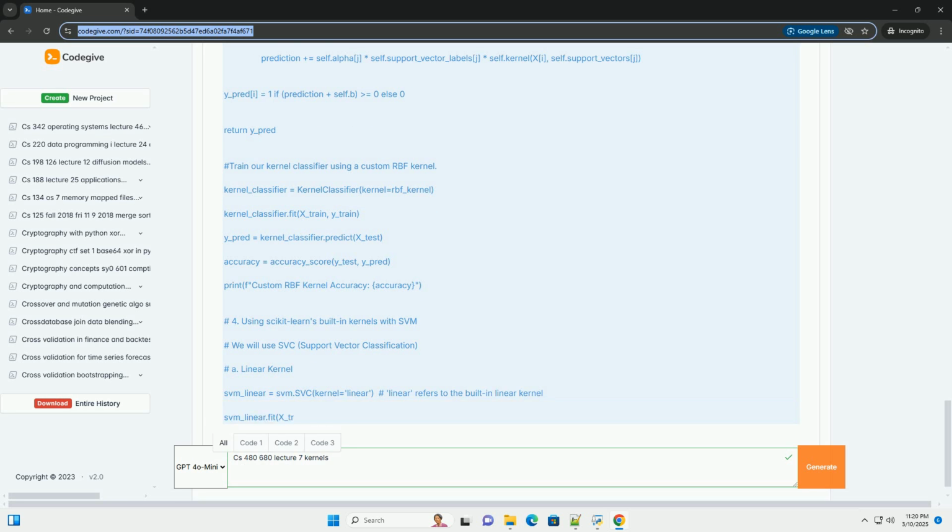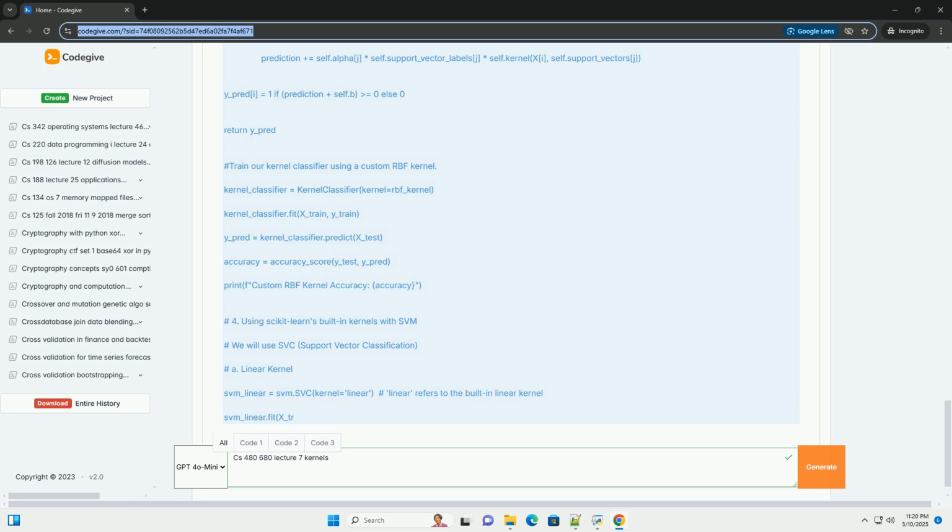Pros: very flexible, can model complex nonlinear relationships. Cons: computationally more expensive than linear kernels, sensitive to the choice of sigma, or gamma, can be prone to overfitting. Sigmoid kernel.